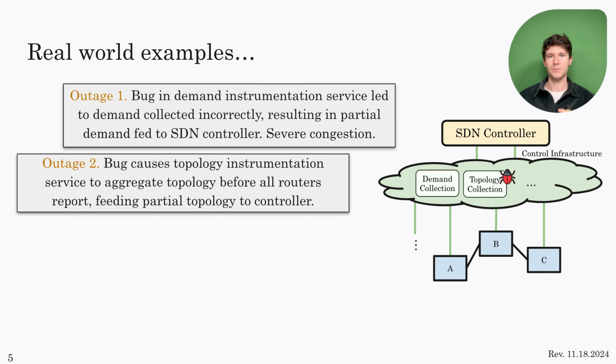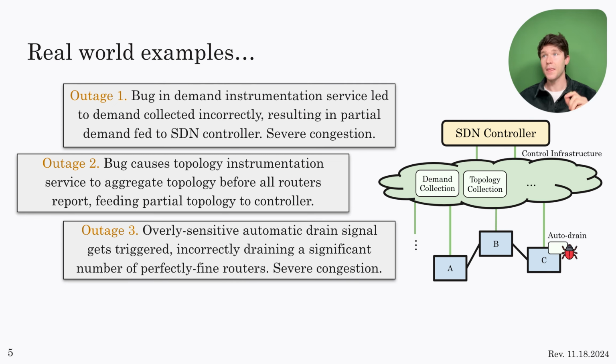In another outage, a race condition introduced to the topology instrumentation service caused it to aggregate the topology before all routers finished providing their link statuses, which again resulted in a partial topology fed to the controller, and again, paths that were under-provisioned, missing capacity.